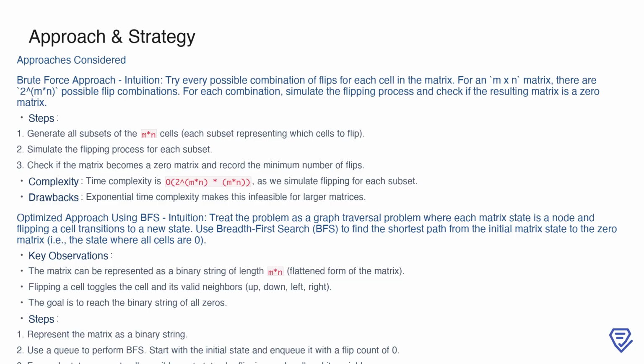BFS can then be used to find the shortest path from the initial matrix state to the zero matrix, which represents the minimum number of flips. By representing the matrix as a flattened binary string, where each bit corresponds to a matrix cell, we can efficiently track and transition between states. The key to this approach is understanding that flipping a cell toggles not only that cell but also its valid neighbors up, down, left, and right. The ultimate goal is to reach the binary string that represents a zero matrix.